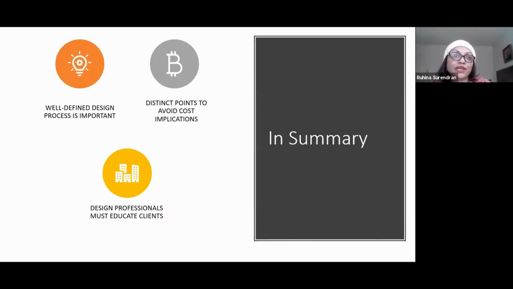So in summary, the design process has to be well defined, and at each point, certain cost decisions need to be made, because there are implications if it goes beyond and you have to make changes later. And so design professionals, both architects and landscape architects, must educate their clients.